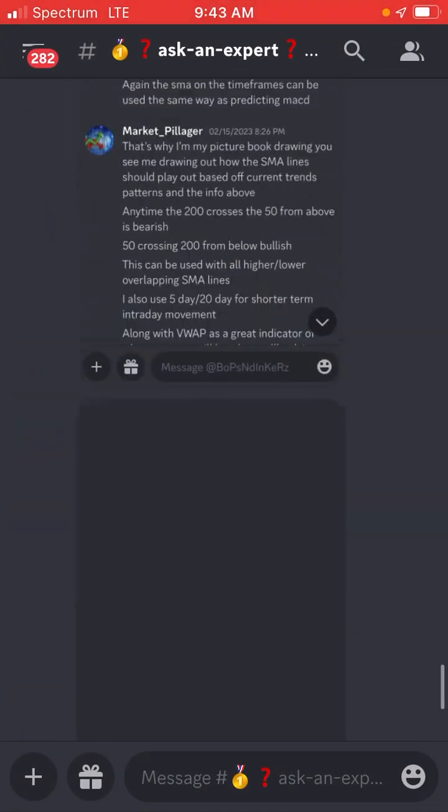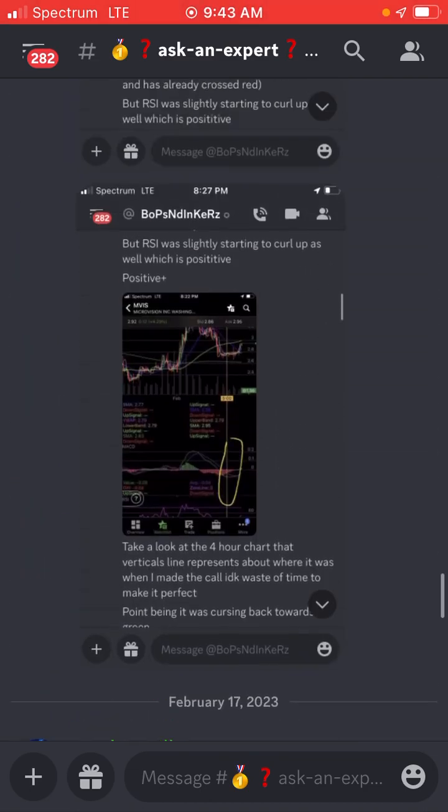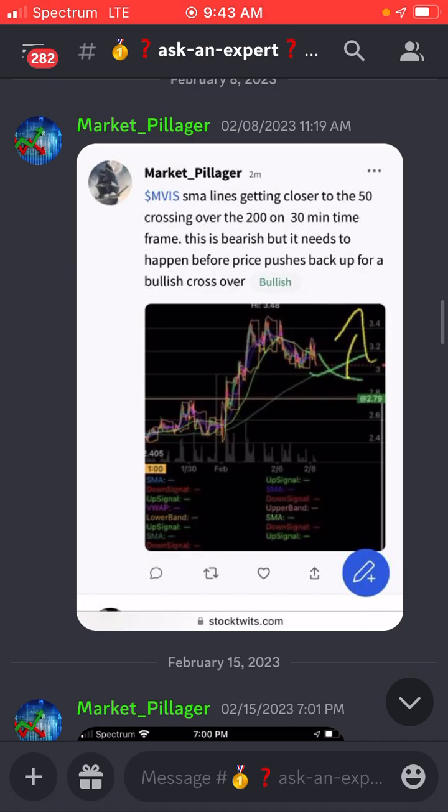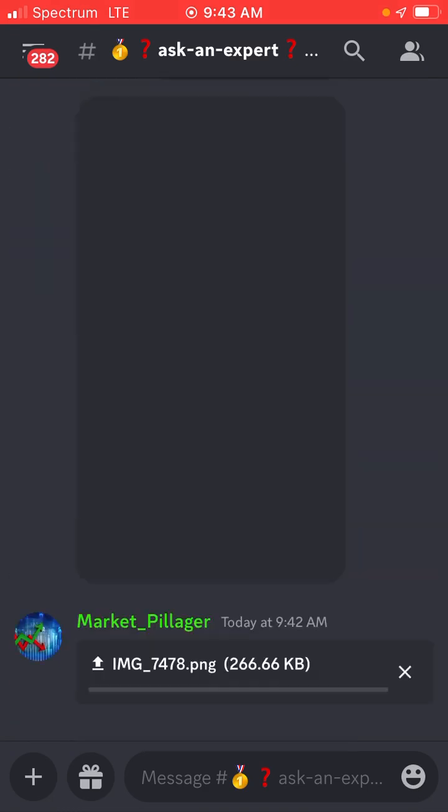Alright guys, going to talk about MicroVision here. So I had made a post on the 8th about SMA lines getting closer to the 50 crossing over the 200 on the 30-minute time frame. This is bearish, but it needs to happen before the price can push back up for that bullish crossover.